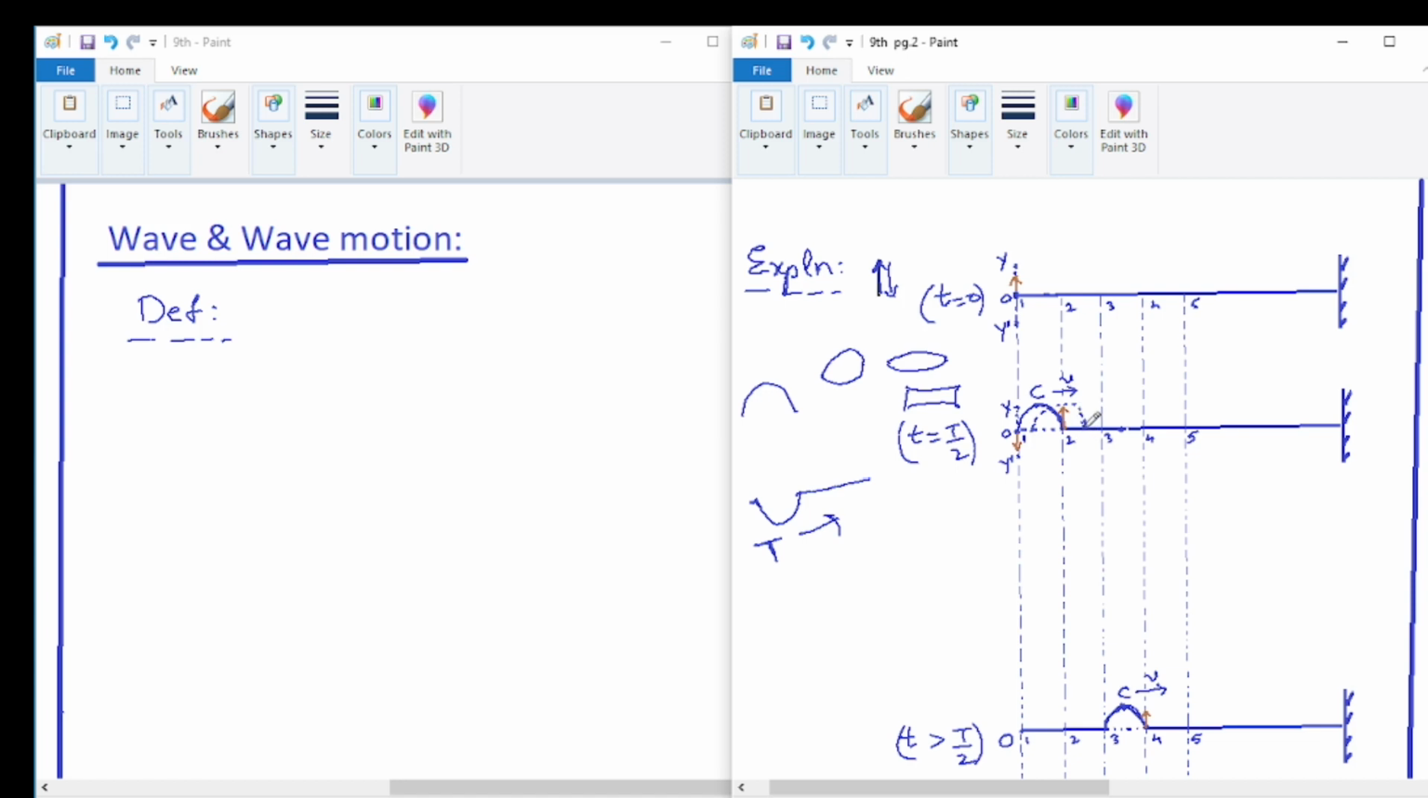Now just see here, I'm removing this new position of the crest. From here it's moving to here, this dashed line I'm using. All that I'm removing, because the original diagram is very important.